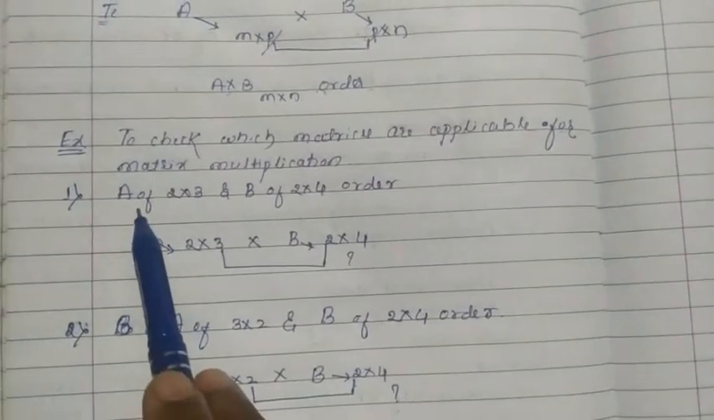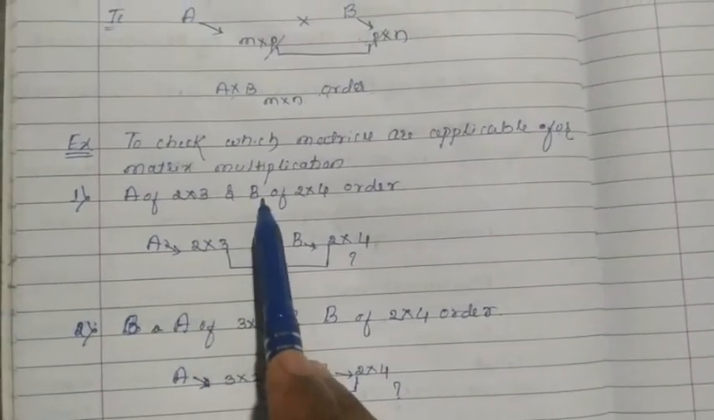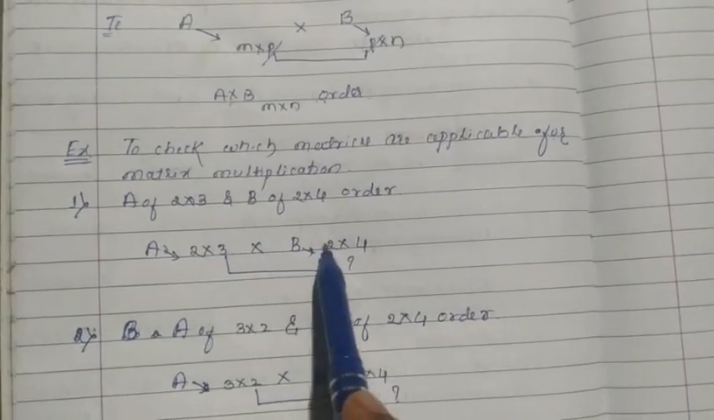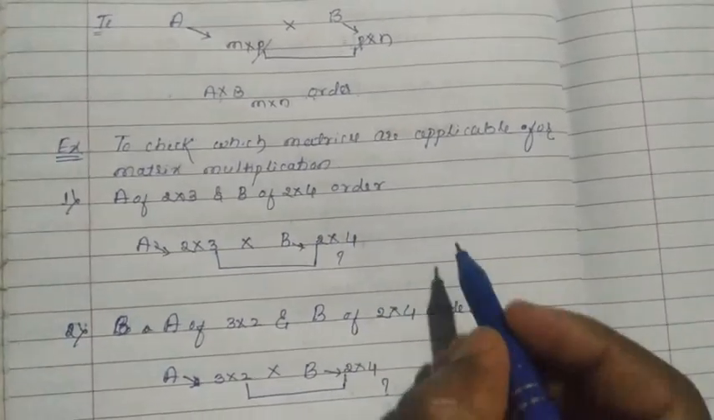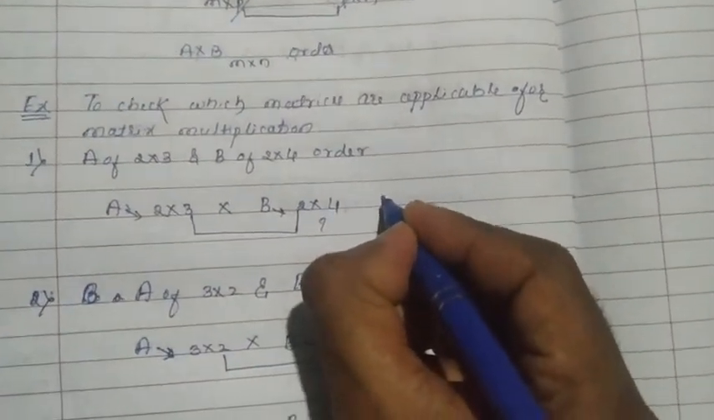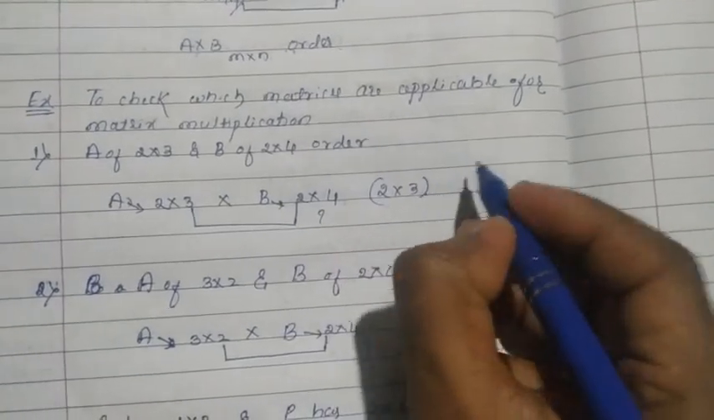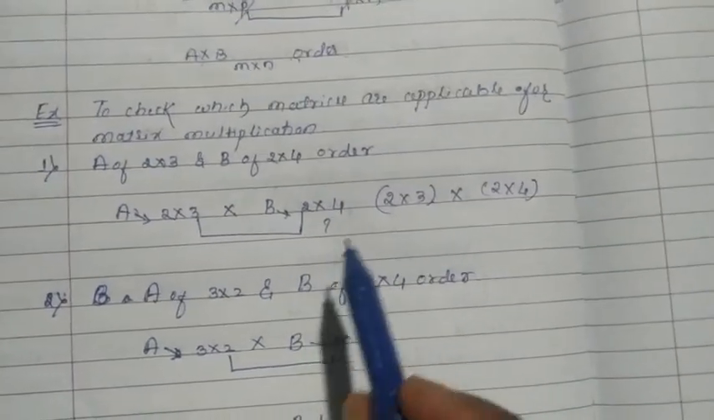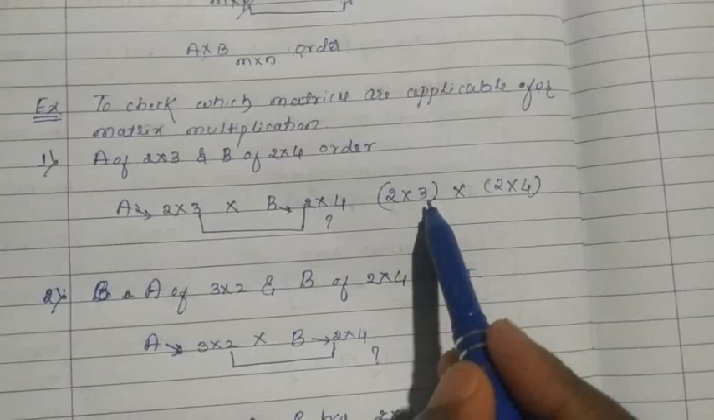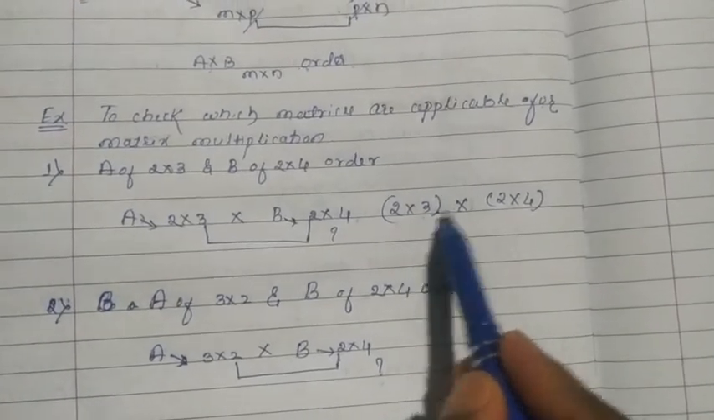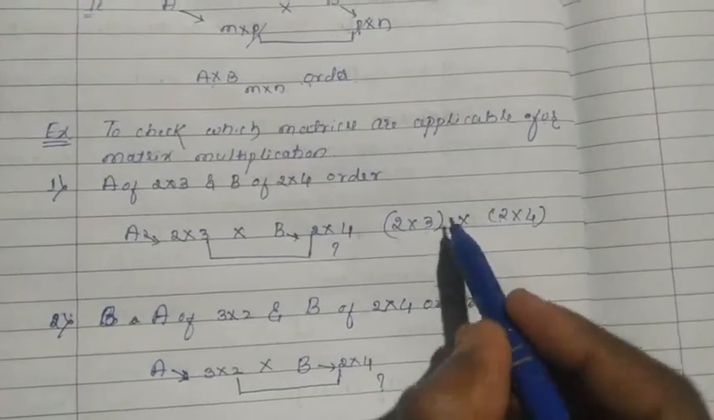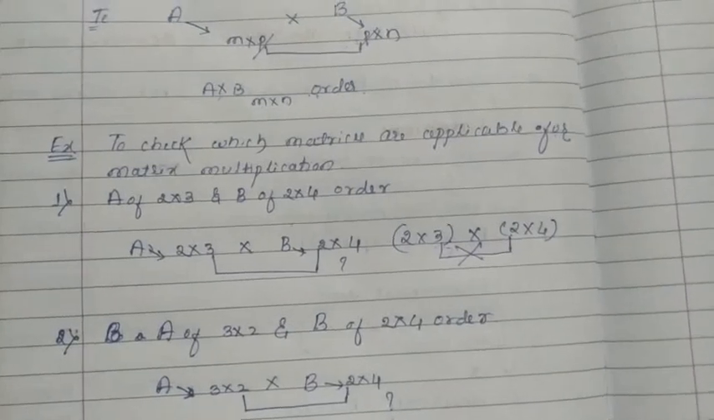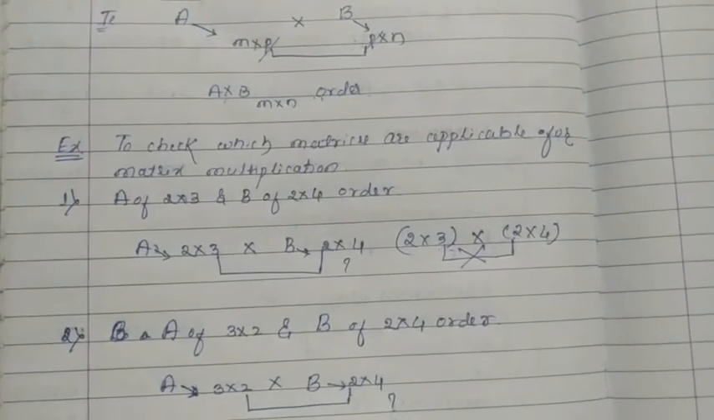Matrix A has order 2 into 3 and matrix B has order 2 into 4. Look here, I have written 2 into 3 for matrix A, into B which has 2 into 4. As I already told you, the number of columns of matrix A and the number of rows of matrix B should be the same. If both are not the same, then it is not applicable for matrix multiplication.